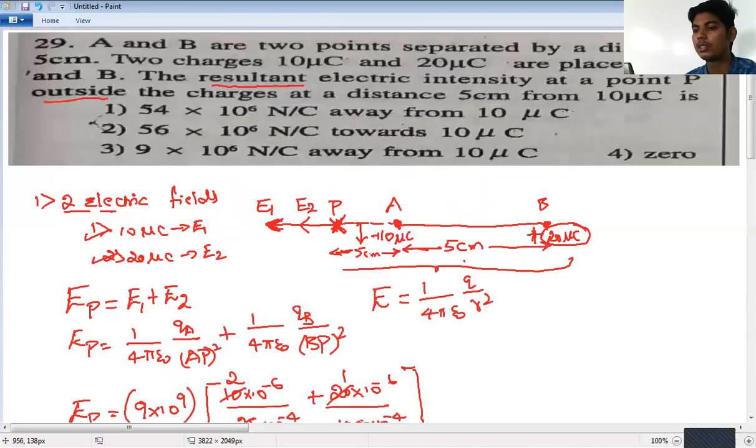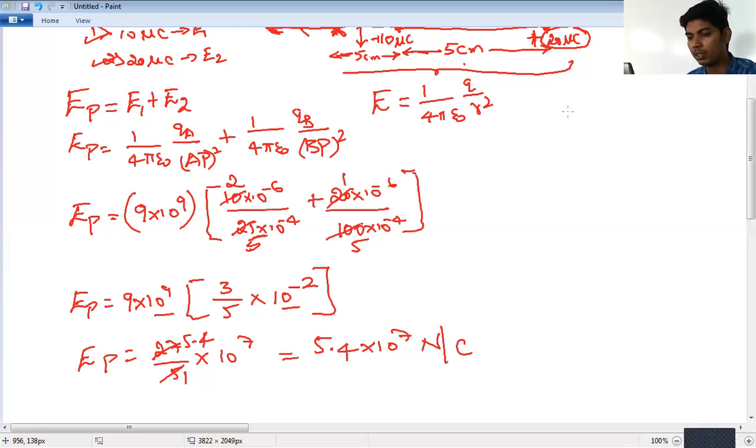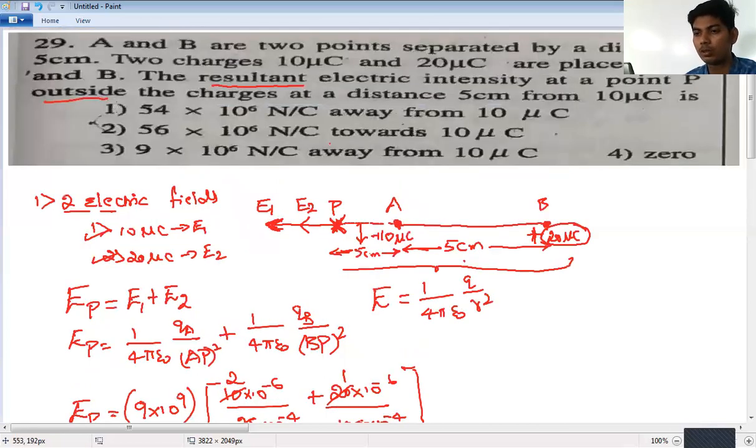Note the options are in terms of integer values. So I can write this as 54 into 10 to the power of 6 Newton per coulomb, right? And so we have this option: 54 into 10 power 6 Newton per coulomb away from 10 microcoulomb charge.